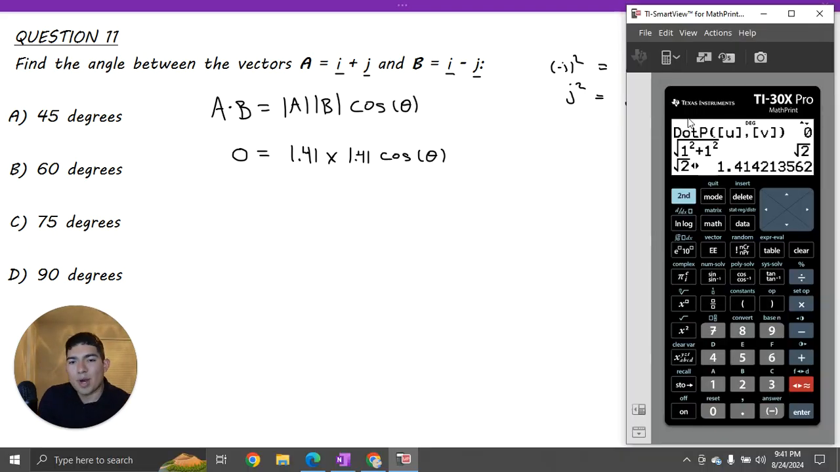So now we can go back to the calculator and we can actually have it solve this equation for us. We'll go to second, and then we'll go to numeric solve right here, and then we'll just fill out our formula. So we have 0 on the left side, we have 1.41 times 1.41 on the right side, and then we have all of that multiplied by cosine of theta. In this case it'll just be x as a placeholder for us.